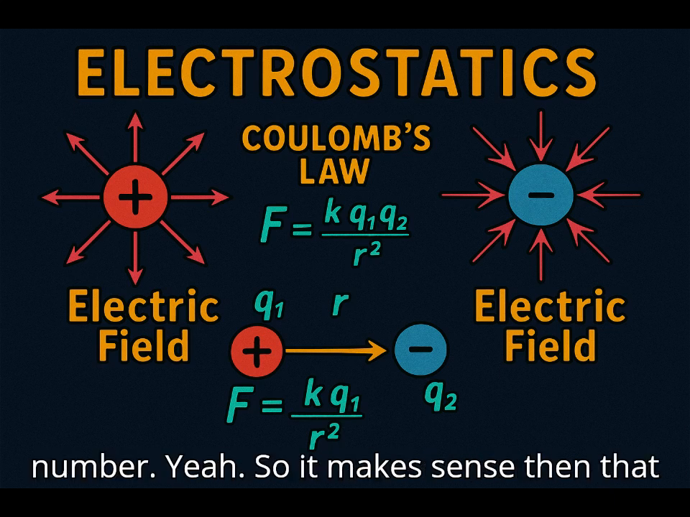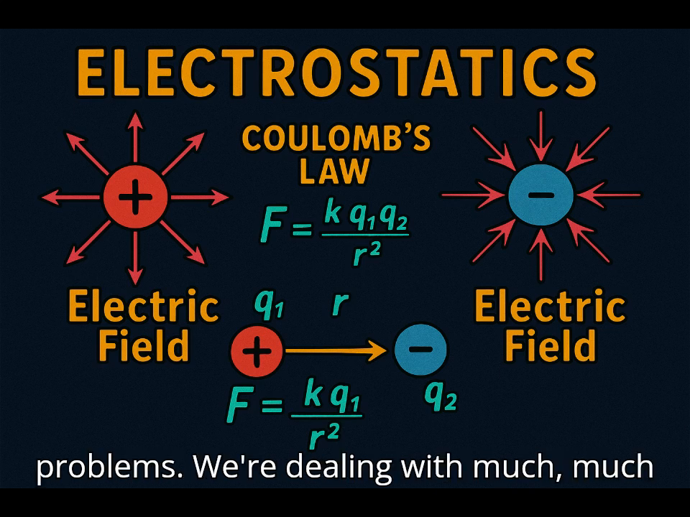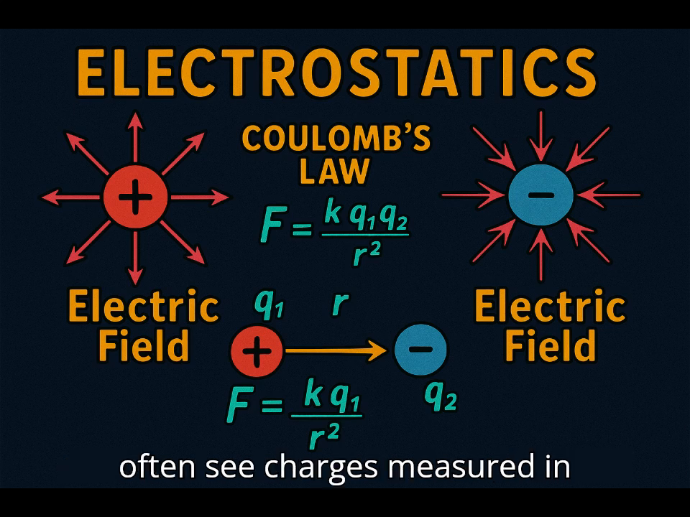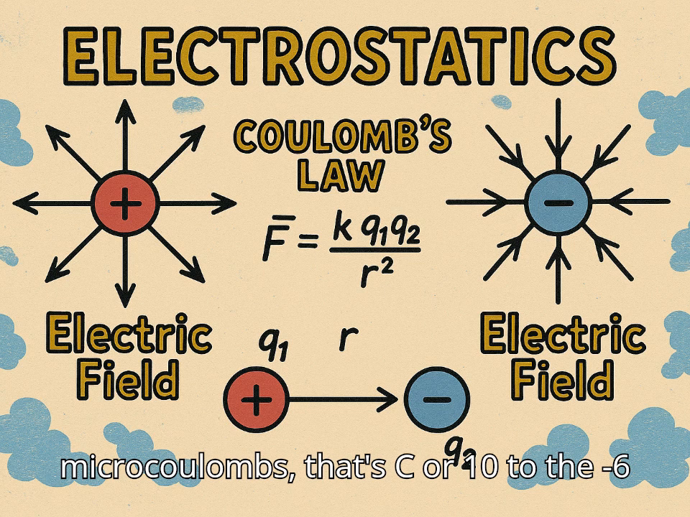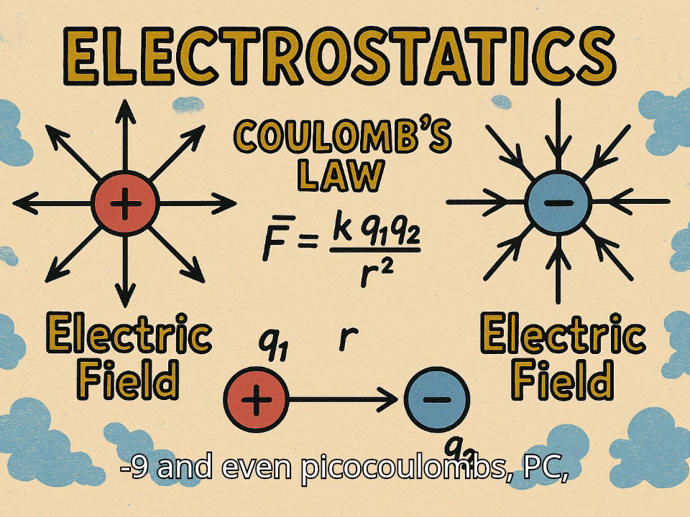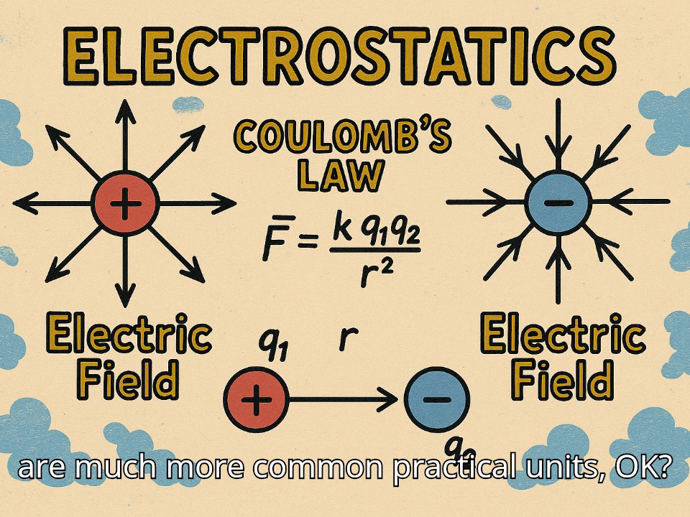Yeah. So it makes sense then that for static cling or typical physics problems, we're dealing with much, much smaller amounts. Precisely. Yeah, you'll often see charges measured in microcoulombs, that's μC, or 10 to the minus 6 coulombs, or nanocoulombs, nC, 10 to the minus 9. And even picocoulombs, pC, which is 10 to the minus 12 coulombs. These are much more common practical units.